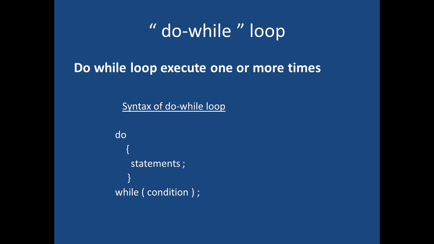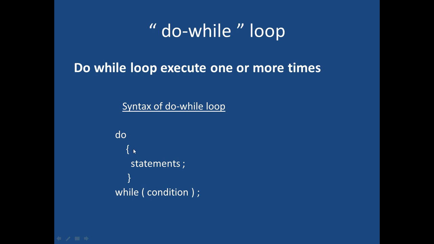But in for loop or while loop, the minimum cycle may not be there, and the loop may not be executed. So over here, the do while loop would execute its statements at least once, even if the condition is false. So the cycle is one or more times, meaning at least one time it will execute its statements. The syntax of do while loop, check the simple syntax.